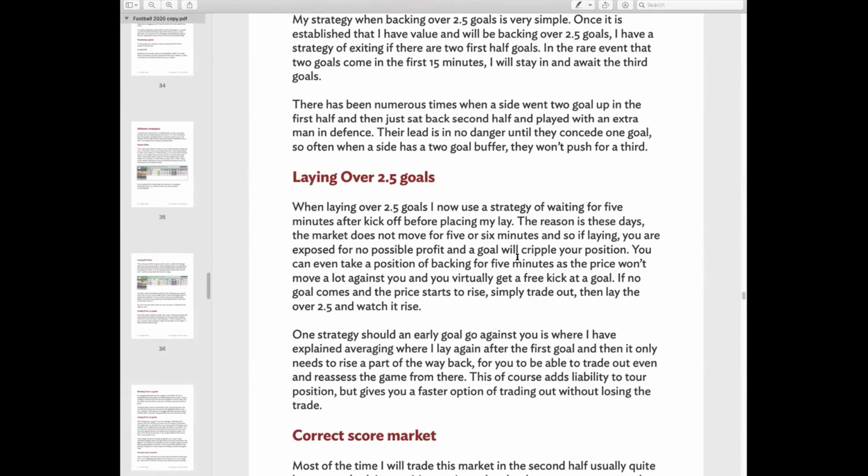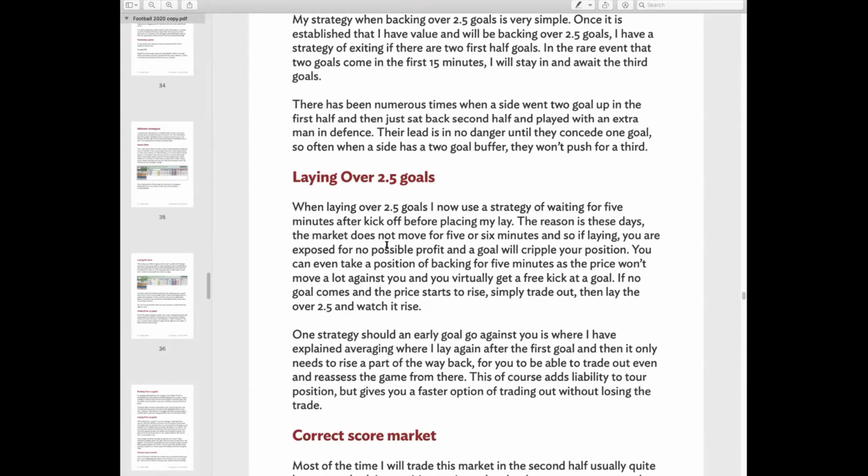So laying over 2.5 goals, we use a strategy of waiting for 5 minutes after kickoff before placing the lay. The reason is these days the market doesn't move for 5 or 6. And I've even extended that now. Rather than waiting, I back it. So even if my analysis says I'm laying over 2.5 goals here, I'm still going to go and back it for the first 5, because it's not going to move very much. You've got a free bet. If an early goal comes, hallelujah, you've got the money. If it doesn't, after 5 or 6, you just exit that trade for a couple of ticks loss and then put your lay in, and the market will start moving your way.